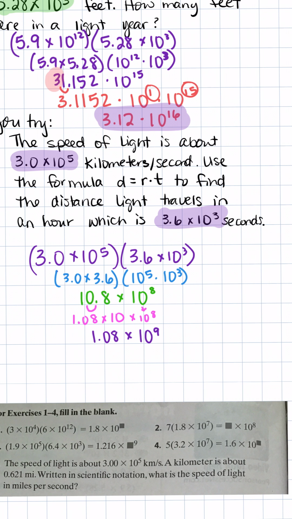Okay, so you should have got 1.08 times 10 to the 9th power. Right, I had to move that decimal point. Therefore, I added in this extra 10. 10 to the first power, 1 plus 8 equals 9.